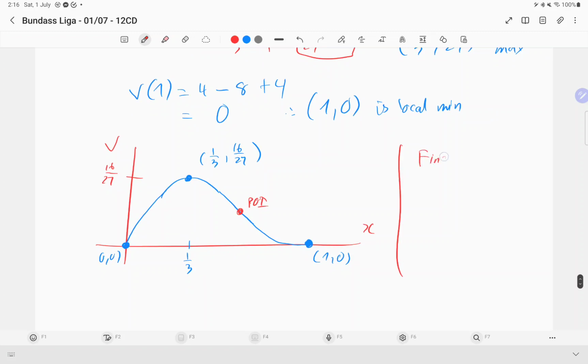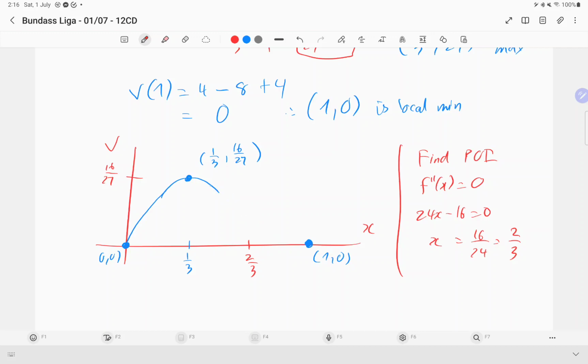So find the point of inflection. Second derivative equals 0. So 24x minus 16 equals 0. So x equals 16 over 24, divided by 8, that's 2 over 3. It's just 2/3, right? It's halfway between here and here. So the point of inflection will be where x equals 2/3, somewhere around here.